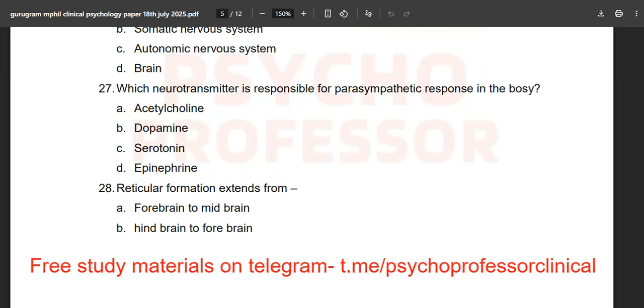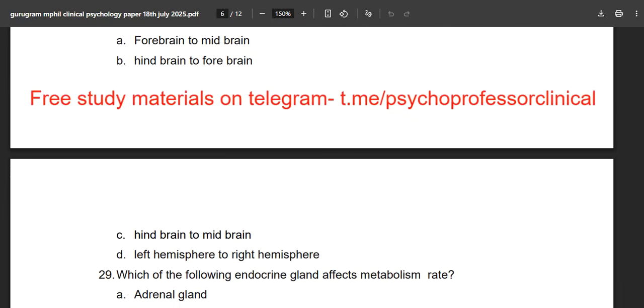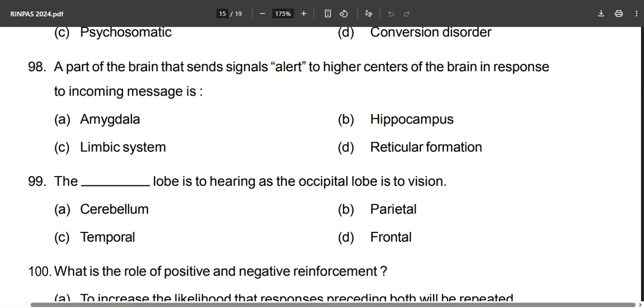You will not take a single second more now. Reticular formation extends from forebrain to midbrain, hindbrain to forebrain, hindbrain to midbrain, or left hemisphere to right hemisphere. What is the correct answer? Try to think and answer in just 1 second.